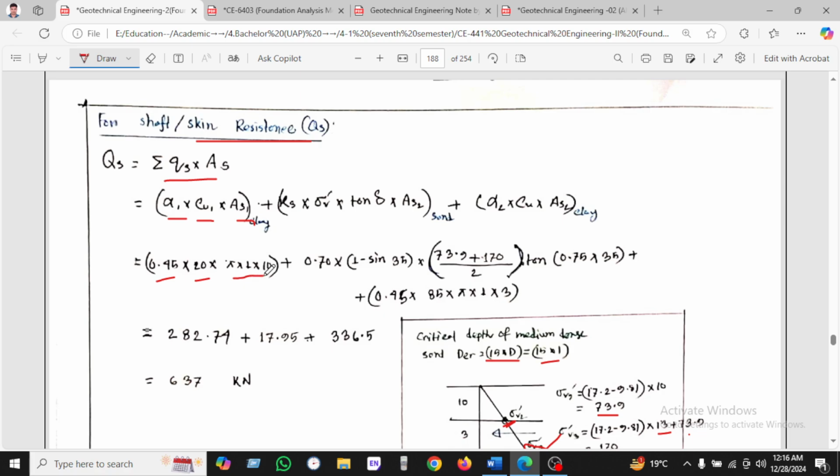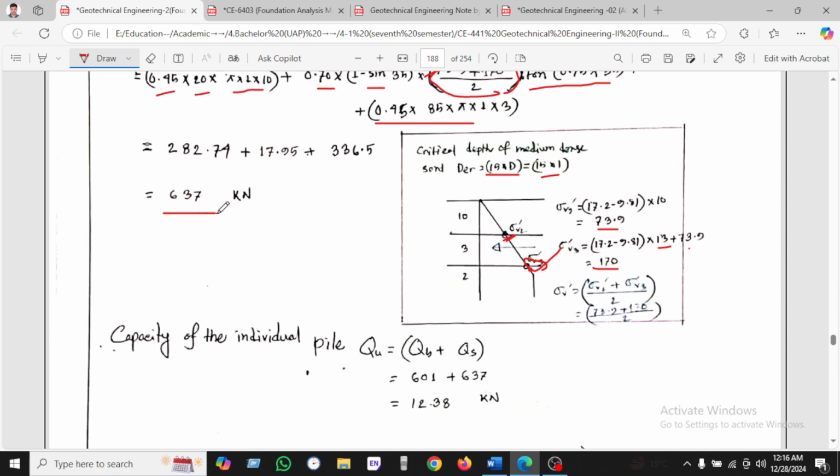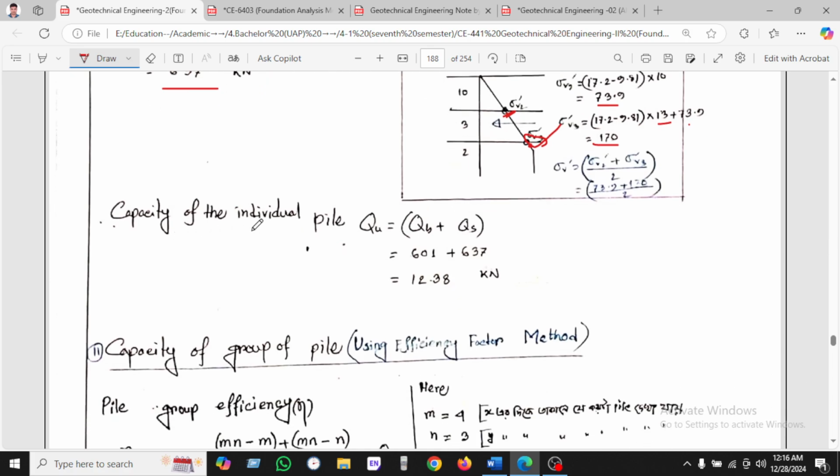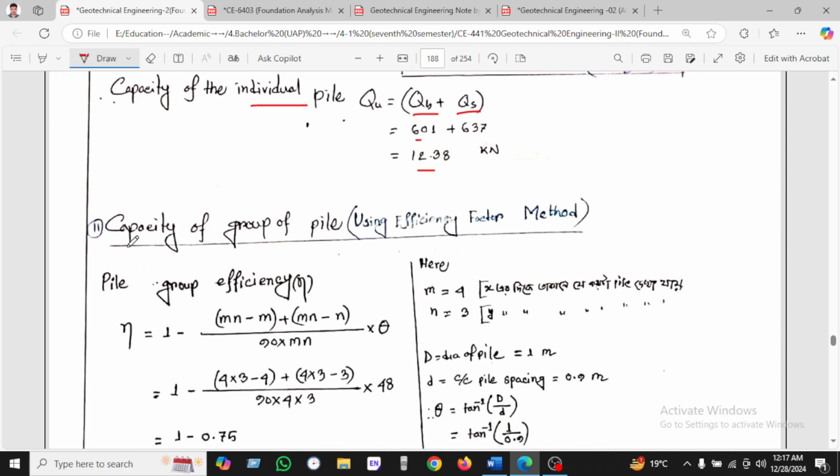the pi d into S, Ks sigma v. This is the B portion value, considering 1 minus 5 by 70 is given here, and 10 minus 5 into 70, and given all these values and found 676. The capacity of an individual pile we can know, in bearing and shaft, which is 1238 kilonewton, but we will calculate the capacity of the group pile using the efficiency method.